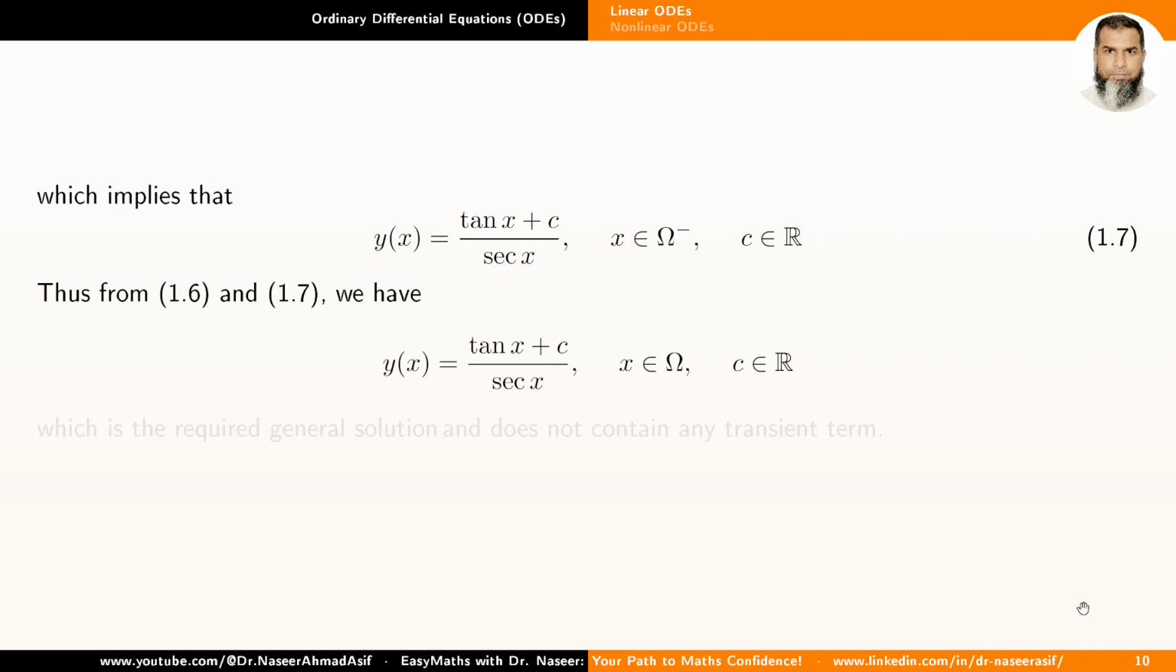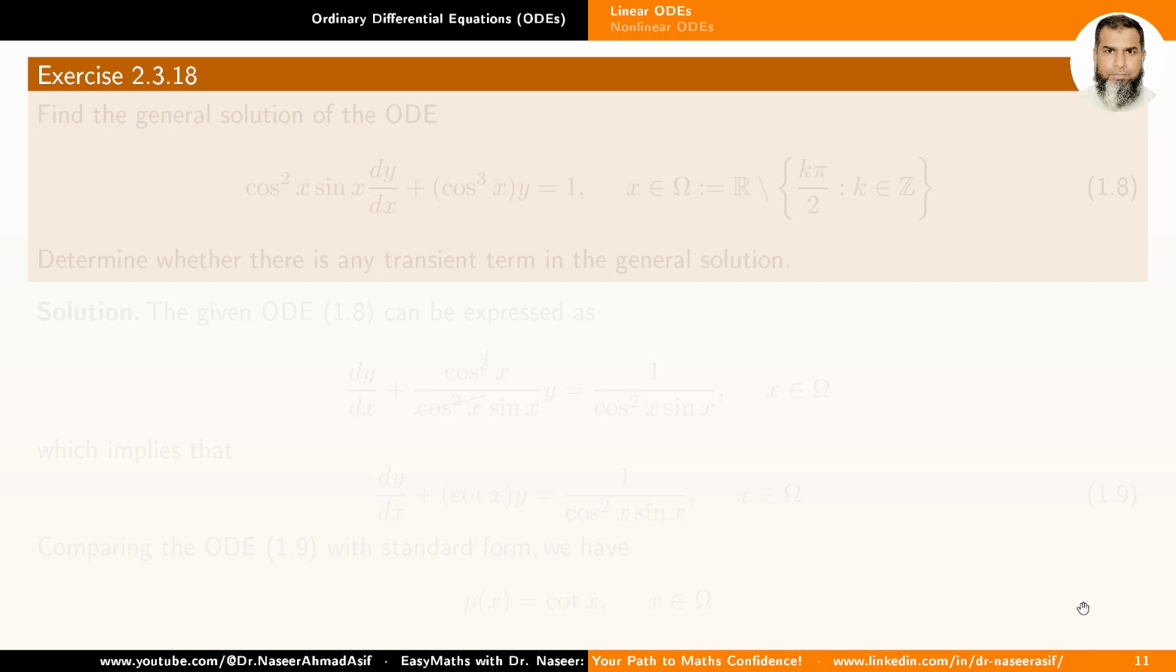Thus from equations 1.6 and 1.7 we have y of x equal to tangent x plus c over secant x, where x belongs to omega and c is an arbitrary constant, which is the required general solution and does not contain any transition term. Well, see another exercise.